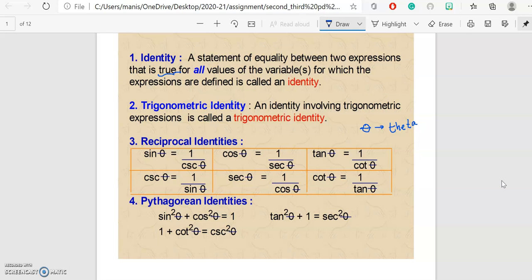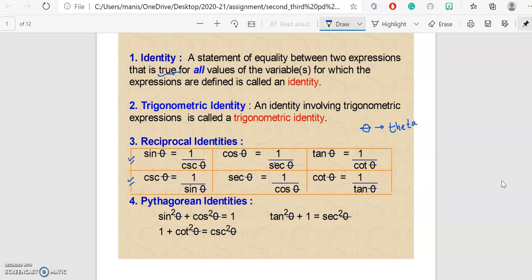Cosine of theta is 1 over secant theta. Tangent theta is 1 over cotangent theta. Cosecant theta, as you can look in the first one, they both are reciprocal. I have just flipped their positions over here. Similarly, secant theta is the reciprocal of cosine, and cotangent of tangent. We have three more, the Pythagorean identities.